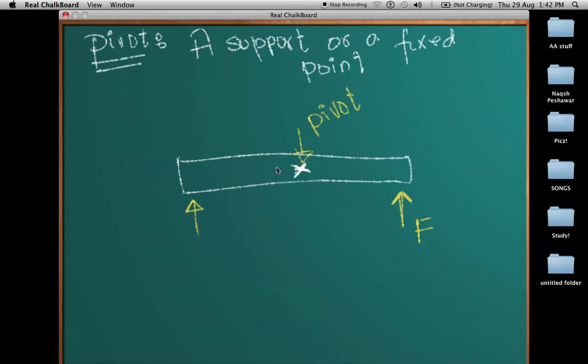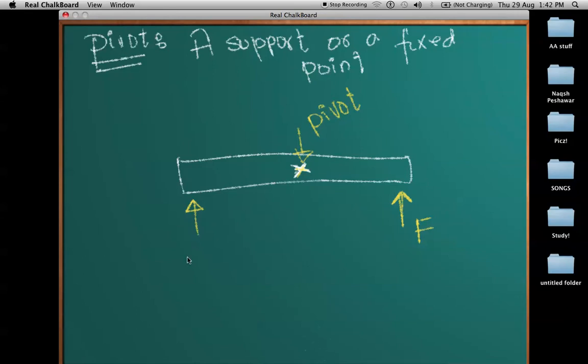But remember, pivot is an arbitrary concept and it's not always fixed. You can take any point as your pivot, but that point should be standard in all your calculations. Whenever you take a pivot, you assume that that point is fixed and you are not moving it. So this is a pivot in this case.